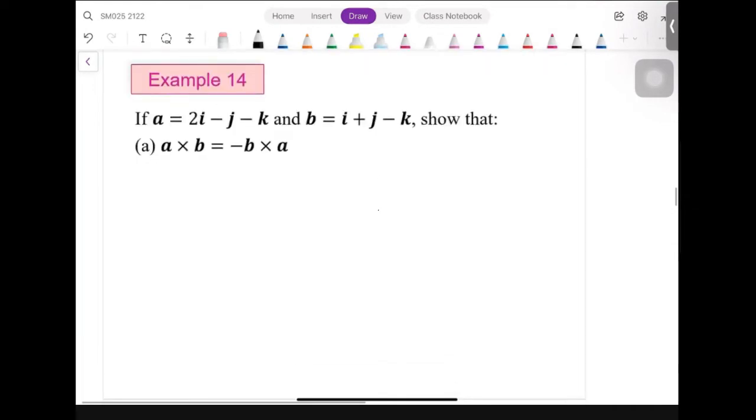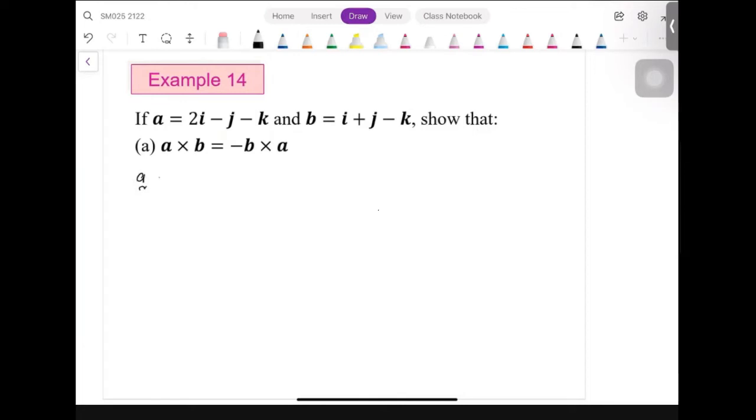So now let's go through some examples. First one, if we have vectors A and B, show that A cross B equals negative B cross A. This is the statement from our properties just now. So we will learn now how to find a vector product or cross product. It is a bit complicated compared with dot product, but not to worry. If you practice and do lots of exercises, this won't be a problem.